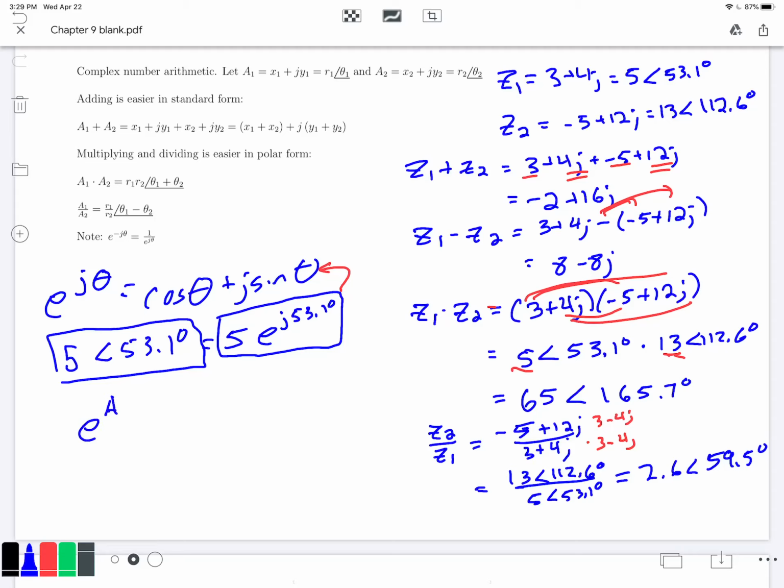Because if you have two things with e in them, you know from your algebra classes that you're supposed to add those two exponents. And so if I have e to the j theta 1 times e to the j theta 2, it ends up just adding the angles. This is where the angle addition rule comes from. And similarly, when you're dividing, you subtract the angles. So this is the reason why we like using e in this fashion, but you really could get by without using e and just using the phasor notation. It doesn't actually matter that much. It works out the same.